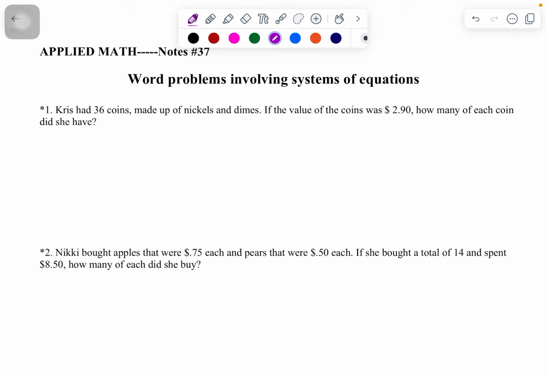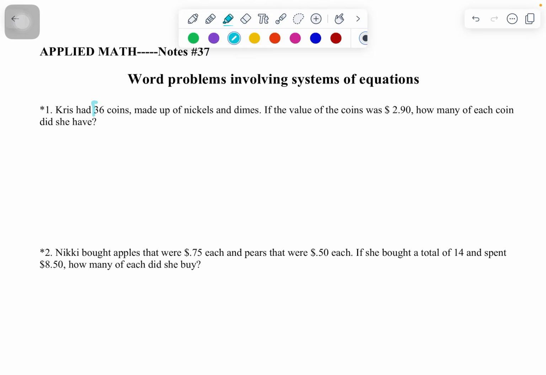All right, let's go ahead and do the first video for Notes 37 here. This first section is going to be on the first two problems, which are word problems, where we are going to create systems of equations. So the first question here, we have someone who has some coins. So let's see what we got.